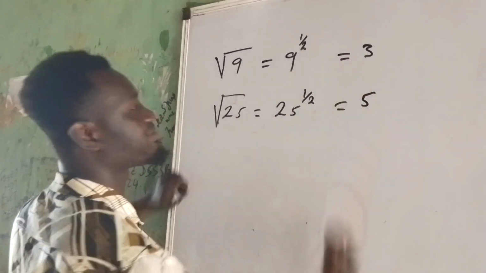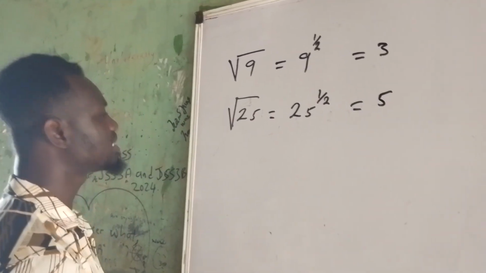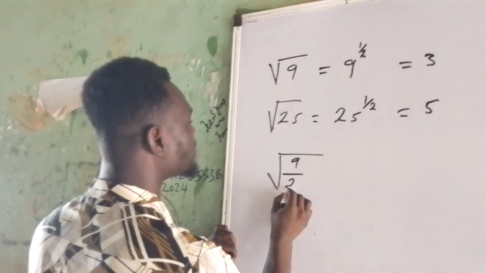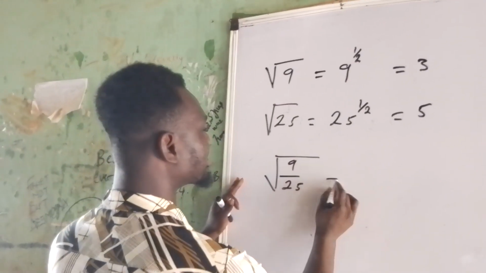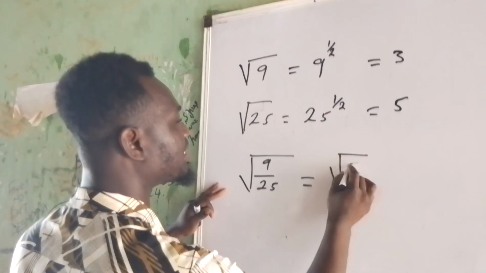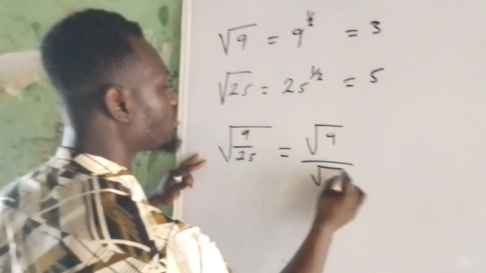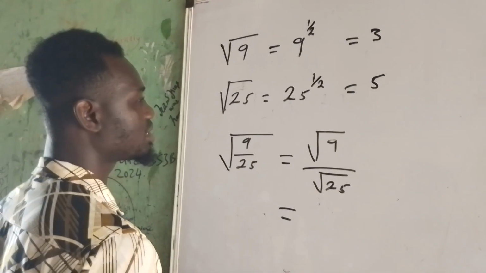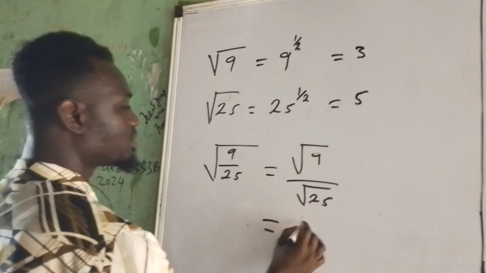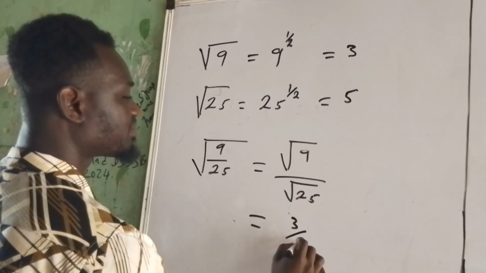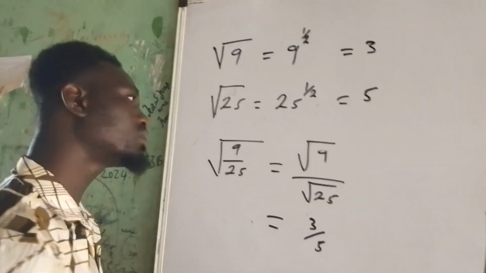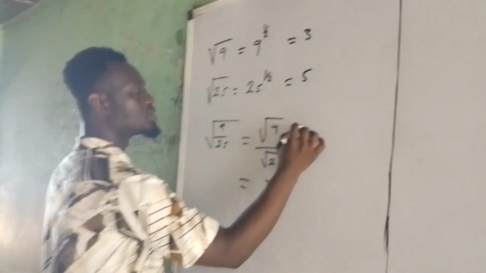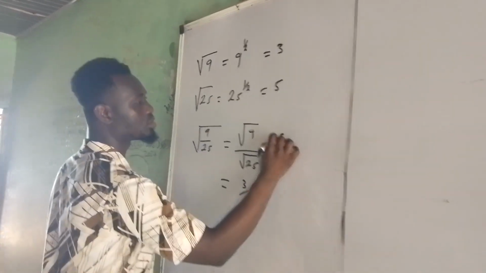That's 5. Okay? So you see now, if I have the square root of 9 all over 25, this is the same thing as saying the square root of 9 all over the square root of 25. And we already solved this, okay? Because the square root of 9 we already know is 3, and the square root of 25 is 5. Okay. But this is not what I intended showing. But you can do this on your own.